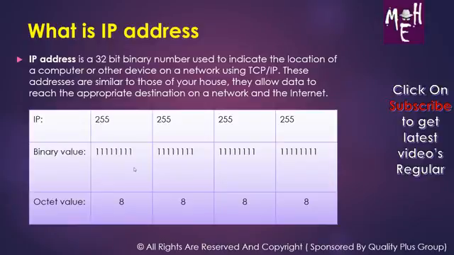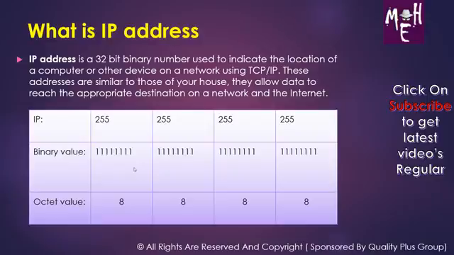An IP address is a 32-bit binary number used to indicate the location of a computer or other devices on a network using TCP and IP. Friends, TCP and IP are the names of protocols: Transmission Control Protocol and Internet Protocol. So friends, these IP addresses are used to identify anything which is connected to the network. So this is a particular 32-bit binary number.